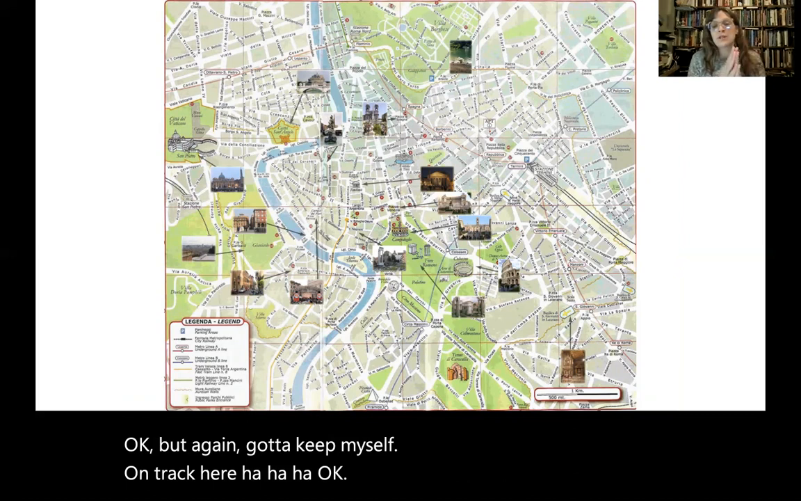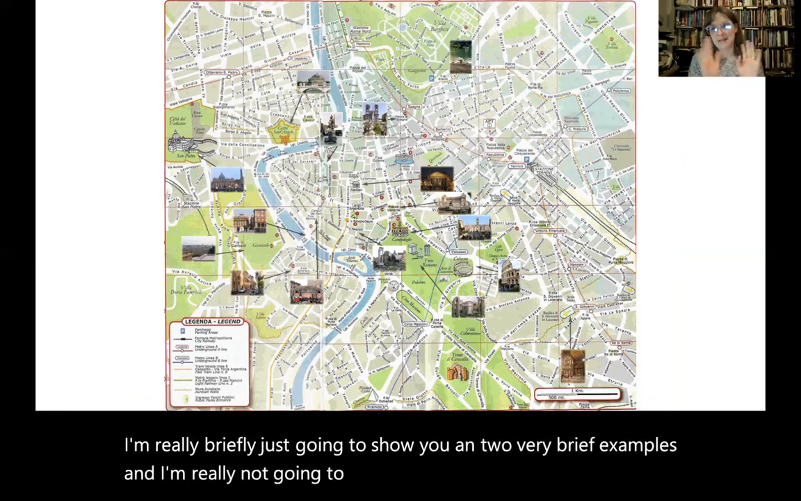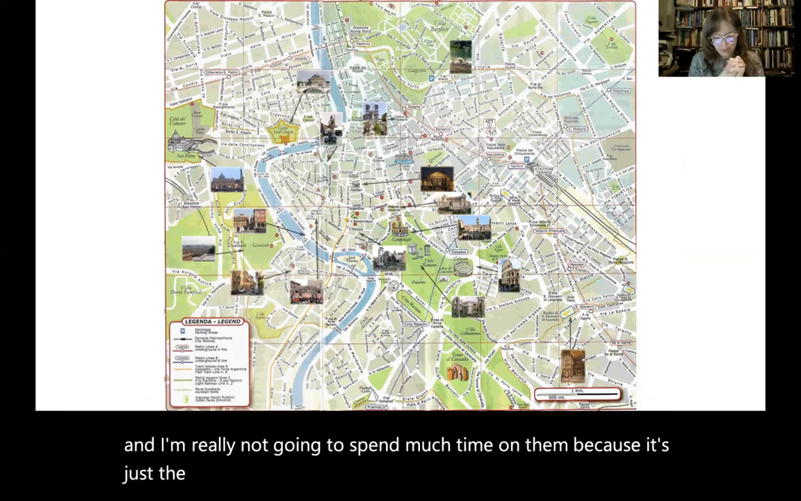Really briefly just going to show you two very brief examples, and I'm really not going to spend much time on them because they're just the earliest basilica floor plans. And actually one of them doesn't exist anymore.